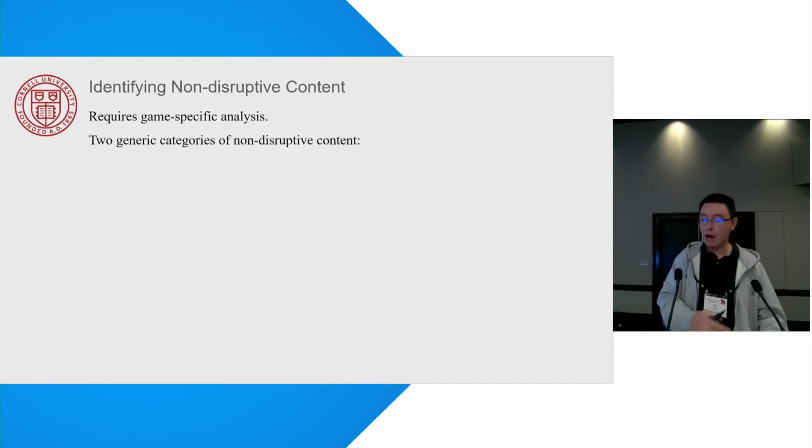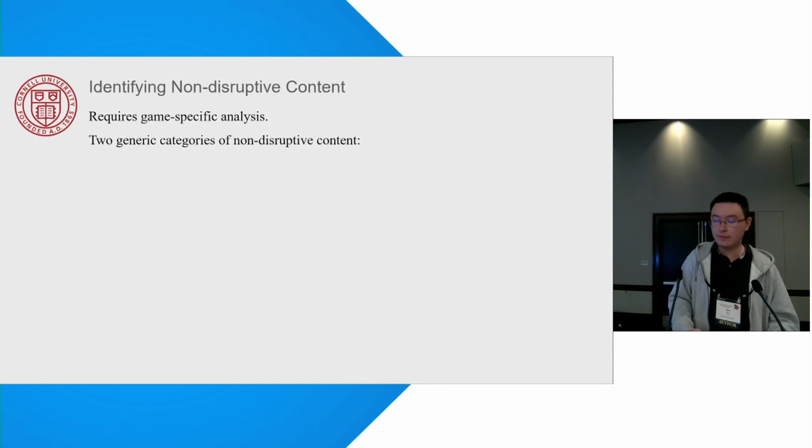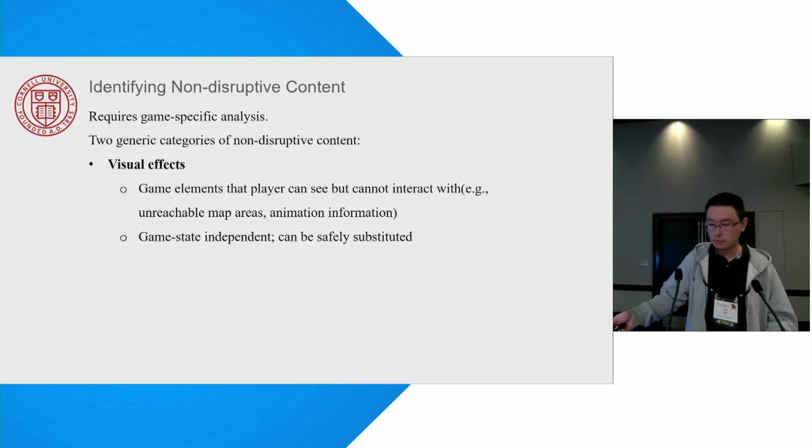Next, I will discuss how to identify non-disruptive content. It usually requires game-specific analysis. We generalize two categories of non-disruptive content that can be found in many games. The first category is visual effects, which are the game elements that the player can see but cannot interact with, usually for better player experience. This information is game state independent, so it can be safely substituted.